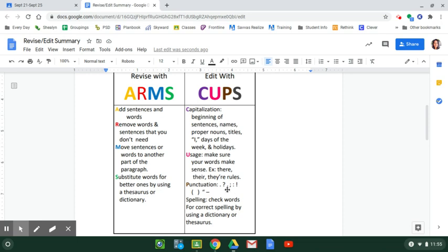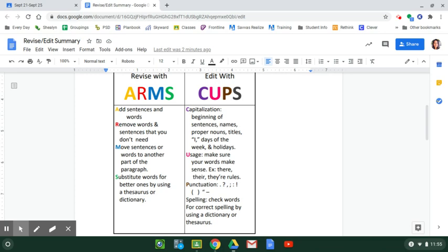Make sure you use commas correctly, okay? And your quotation marks. If you're taking any words from the text, if you're going to use the author's words, you have to put them in quotation marks because you're using someone else's words.